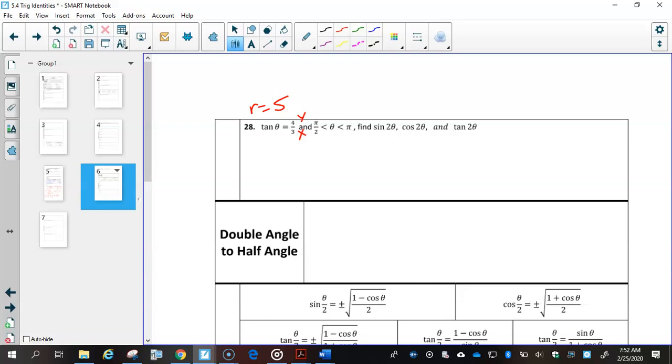You can still do that, but instead of going through all that work, I think there was a typo on this also. Because this is the second, this should have been negative. So pay attention to that because I don't type perfectly. But that was a typo. Tangent can't be positive in the second quadrant. It has to be negative.